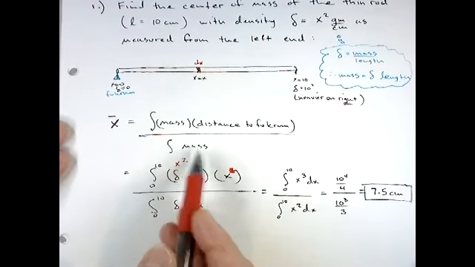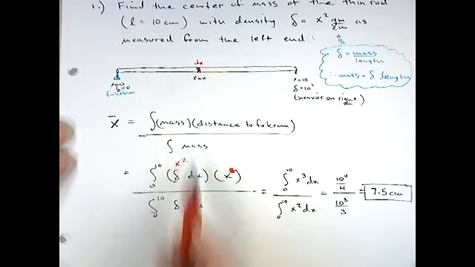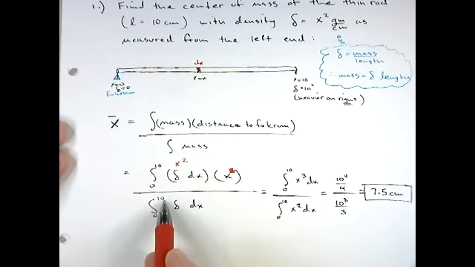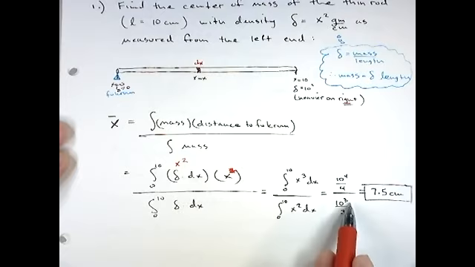Whereas the denominator is just the integral for mass, which is density times length, and we're going to integrate that from 0 to 10. Your density was x squared. That integrates to x cubed over 3. If you plug in from 10 to 0, you get 10 to the 3rd over 3. And if you simplify that, you get 7.5 centimeters.